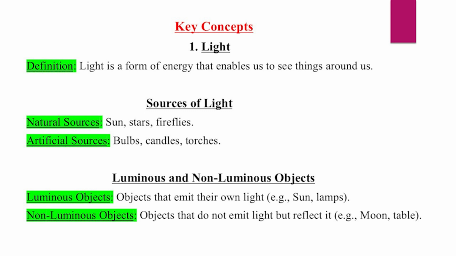Sources of light. Natural sources: sun, stars, fireflies. Artificial sources: bulbs, candles, torches. Luminous and non-luminous objects. Luminous objects are objects that emit their own light, for example, sun, lamps. Non-luminous objects do not emit light but reflect it, for example, moon, table.